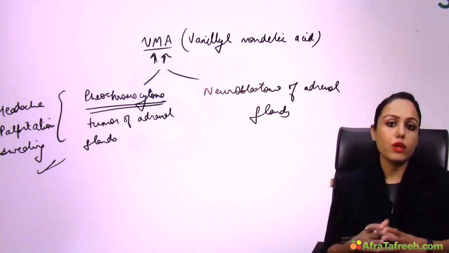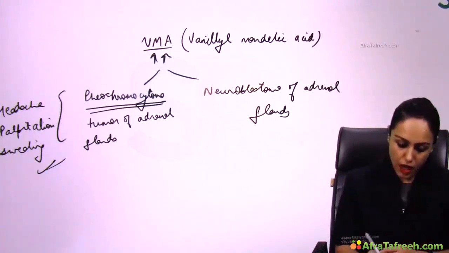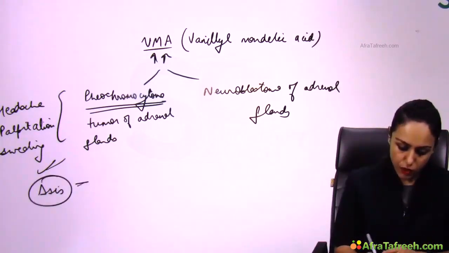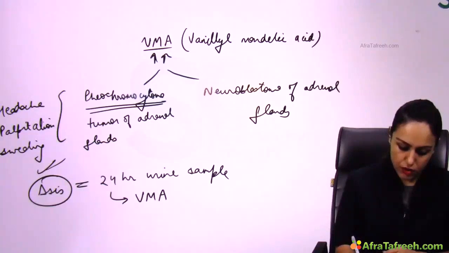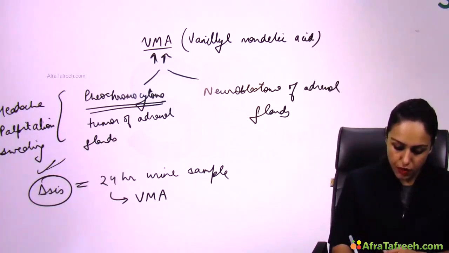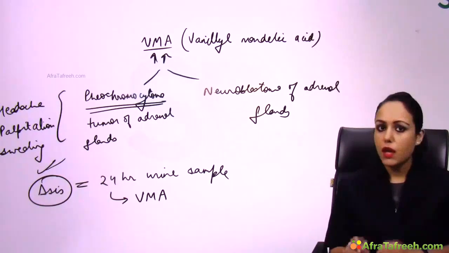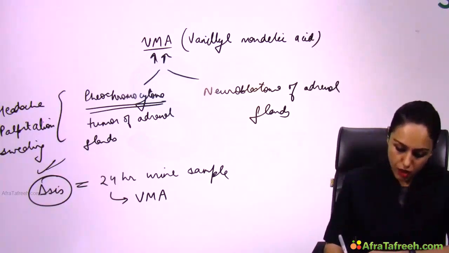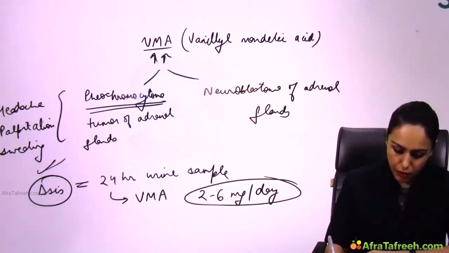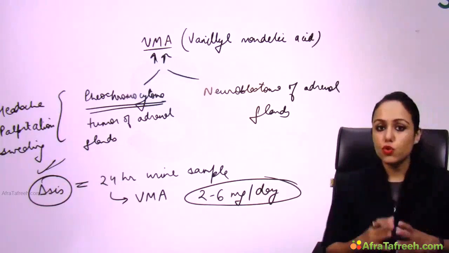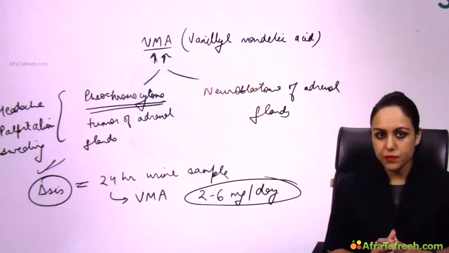Clinically, VMA is found to be increased in these two diseases, and in the diagnosis, a 24-hour urine sample will be collected, and then in this urine sample, VMA levels will be measured. Let me tell you, the normal VMA levels are 2 to 6 milligram per 24 hours, that is 2 to 6 milligram per day, right? So this was one use of the amino acid tyrosine.